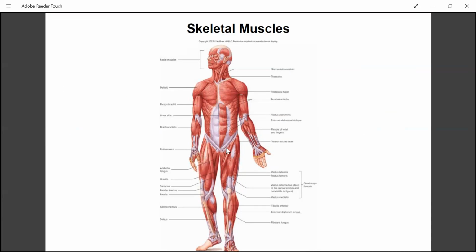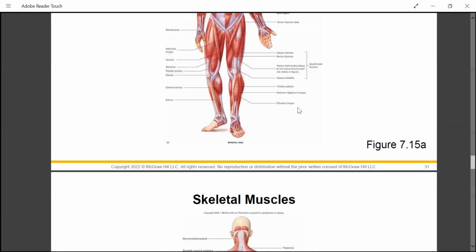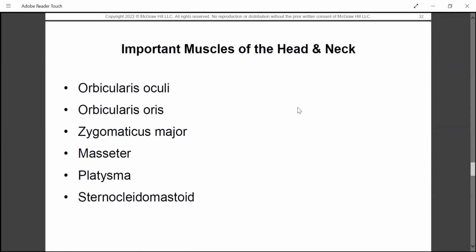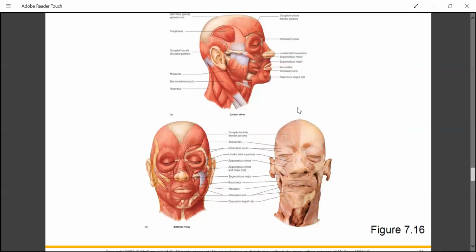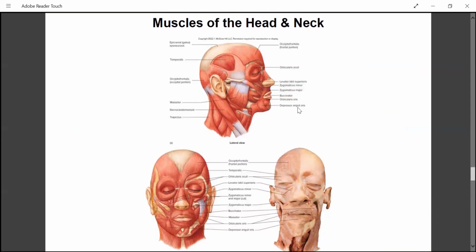Okay, so you do not need to memorize all of the skeletal muscles. I'll highlight a few of them, and then on your study outline, I will make sure I include the ones that you need to know for the test. So we're going to skip over the head and neck. This is just nice to know information.